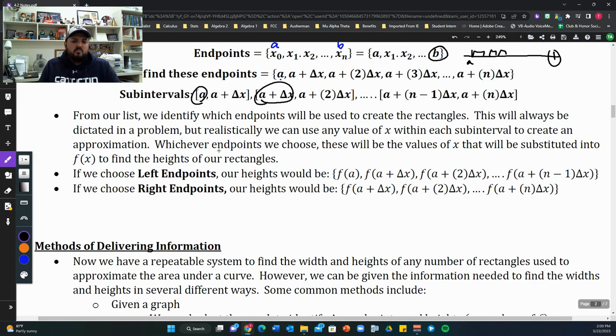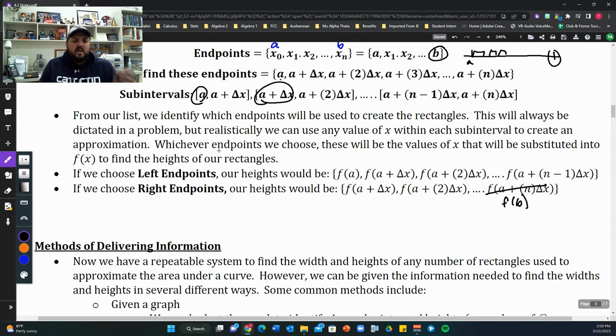If I were to use right endpoints, then it's the exact opposite. We would use everything on the list except for A, because now A can't be on the right side of a subinterval or a rectangle because it's on the left side. It's the very first one. So for this list, another way of writing this very last guy is really just f of b.